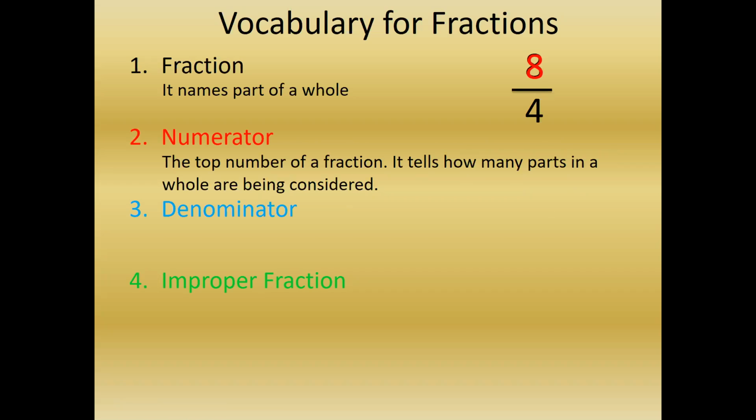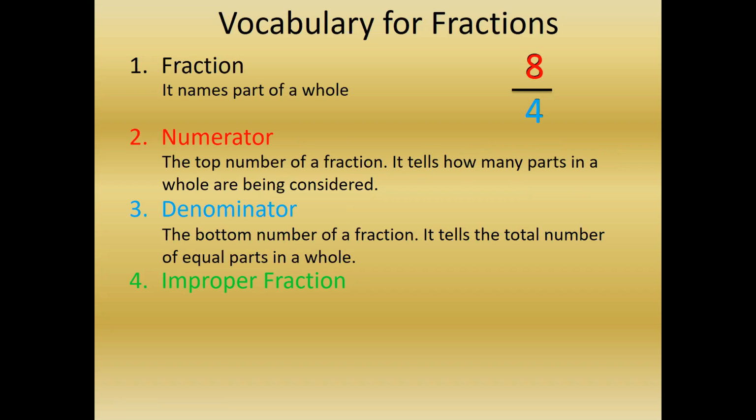Then we have numerator, the top number of a fraction. It tells how many parts in a whole are being considered. So 8 in 8 over 4 is the numerator. Then we have denominator, the bottom number of a fraction. It tells the total number of equal parts in a whole. So 4 in 8 over 4 is the denominator.